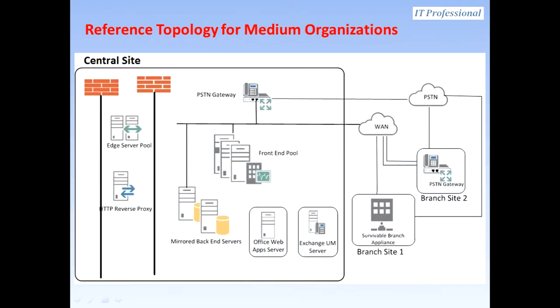Here we have the reference topology for medium organizations. Here we have the front-end pool. This is an example of a central site. We have an edge server pool, an HTTP reverse proxy, and mirrored back-end servers. We also have an Office Web App server. We have branch site 1 and branch site 2.